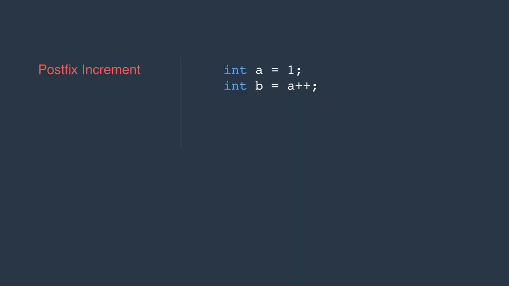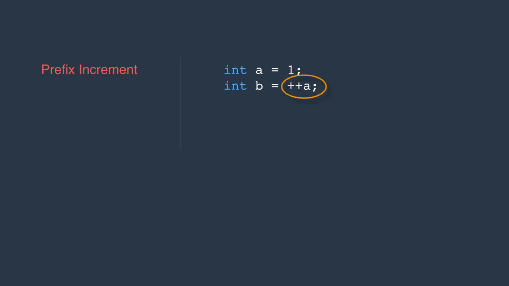You can use them as a postfix. So in this example, a is 1, and when we apply the postfix increment operator, first the value of a is assigned to b, so b is going to be 1, and then a is incremented by 1. So after the second line is executed, a is going to be 2 and b is going to be 1.